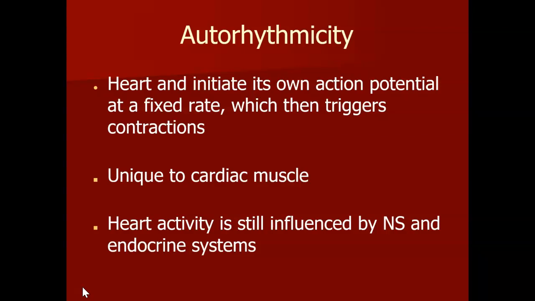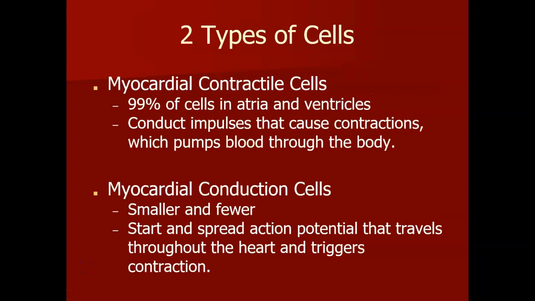The heart activity is still influenced by the nervous system and the endocrine system depending on what's happening, but its mechanism is self-generated. Now, there are two types of cells that are found in cardiac muscle. Myocardial contractile cells, and this is the vast majority of the cells. There's 99% of the cells that are in the atria and the ventricles are going to be the contractile cells, and their job is to conduct impulses that cause contractions, which ultimately is going to pump blood through the body.